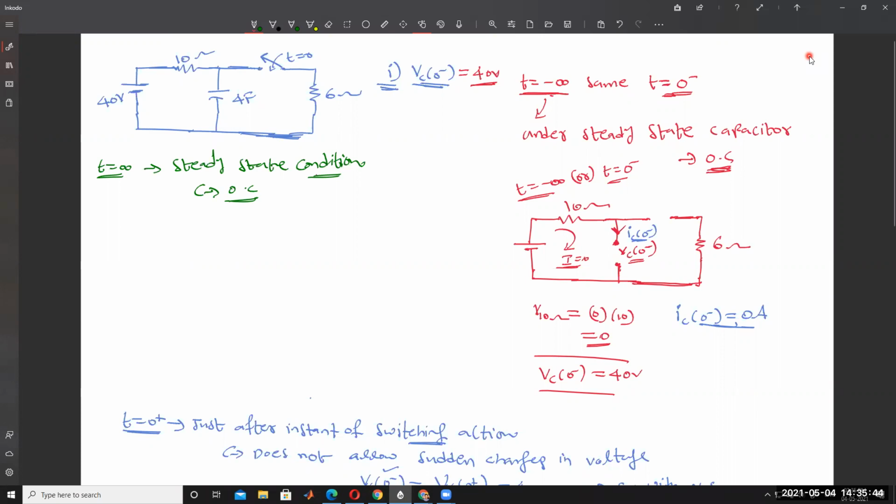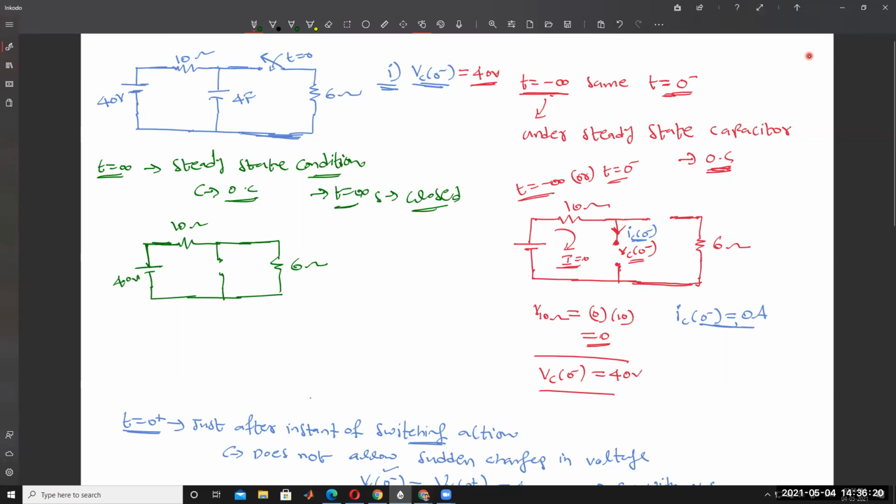So under steady state condition, the switch is closed now. T is equal to infinity means switch closed condition. So that means this is the circuit. The capacitor is fully charged and acting as an open circuit. This is the voltage across the capacitor, this is the switch closed, and this is the 6 ohm resistor, and your 10 ohm resistor, and your 40 volts.